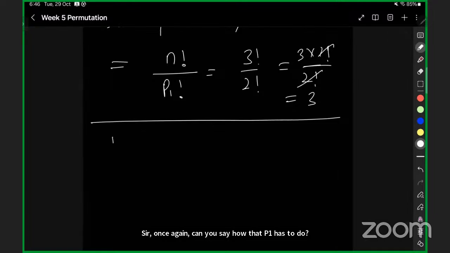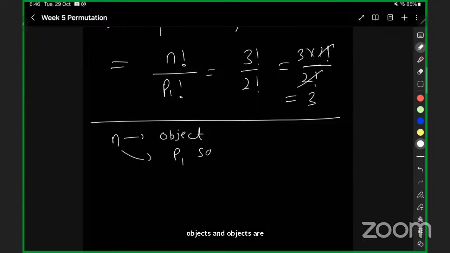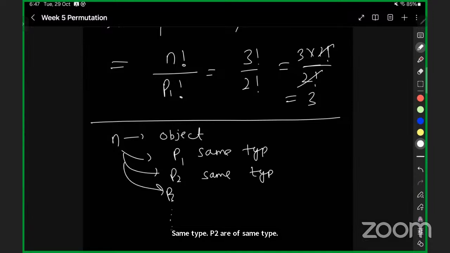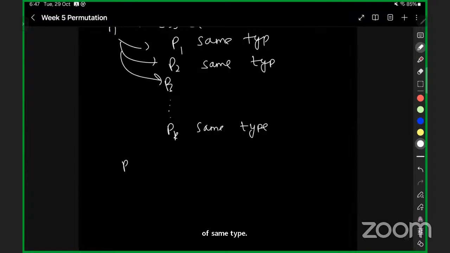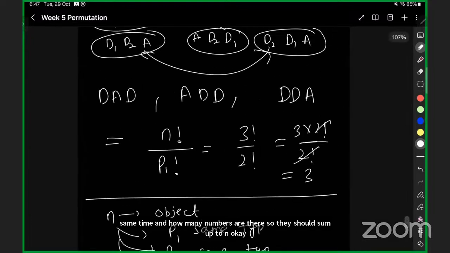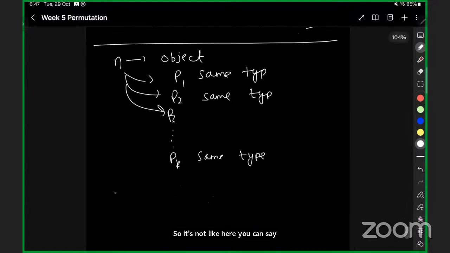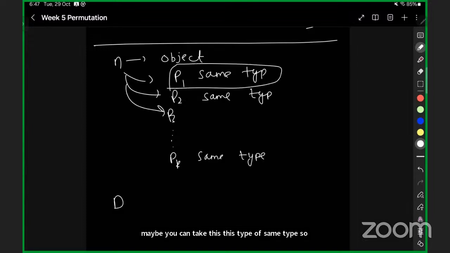Okay. So let's say you have n objects, out of which P1 are of same type, P2 are of same type, and P3 are of same type, and so on. So we have, let's say, Pk of same type. I mean, how many numbers are there? So they should sum up to n. So here you can say P1 is D. Okay, so D was P. Maybe you can take this type of same type. So T were P1 type or something.